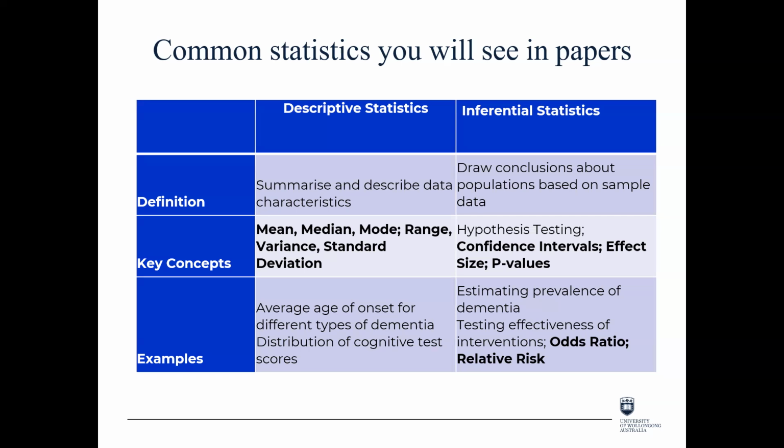And just another example there. For the average age of onset for different types of dementia, you do descriptive statistics, or if you wanted to look at the distribution of cognitive test scores. But if you wanted to do inferential statistics, you could estimate the prevalence of dementia in a population or test the effectiveness of an intervention. And you do that through odds ratios and relative risk tests, which are other tests that you do to get those results.